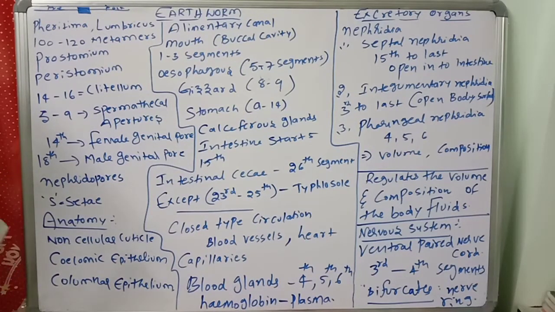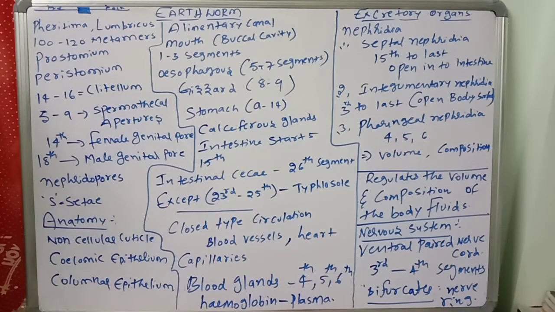In the middle of each segment, setae are there. S-shaped setae can be extended or retracted. Their principal role is in locomotion. What is the use of these setae? They are helpful for the main important role in locomotion. So S-shaped setae will be there in between the grooves.